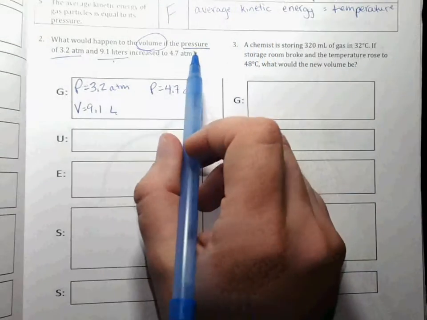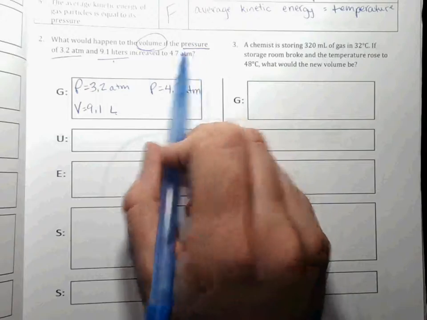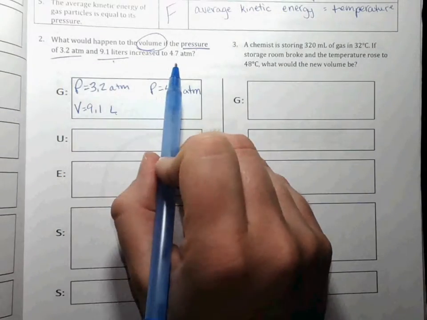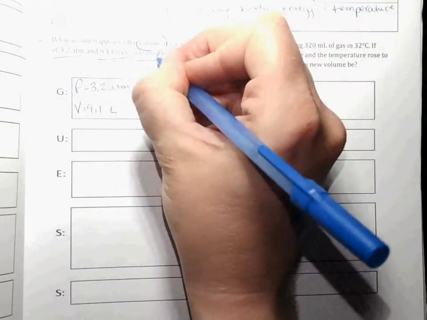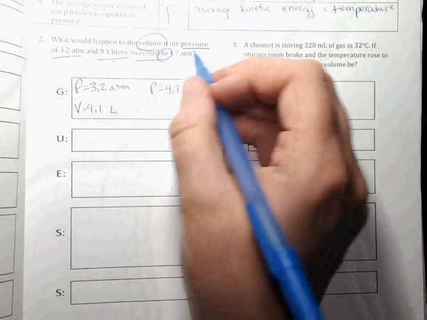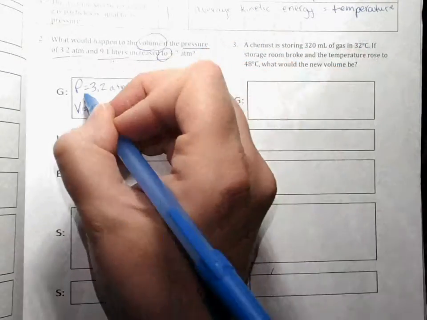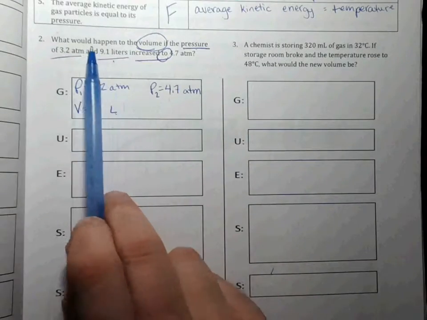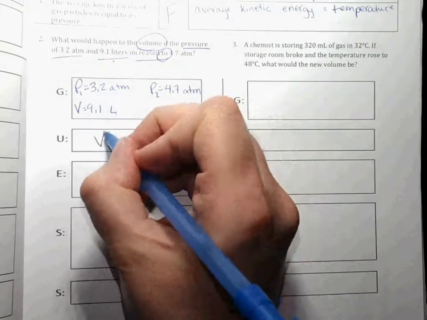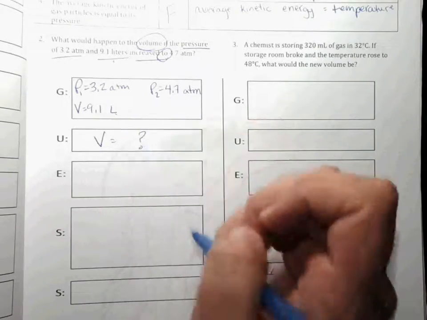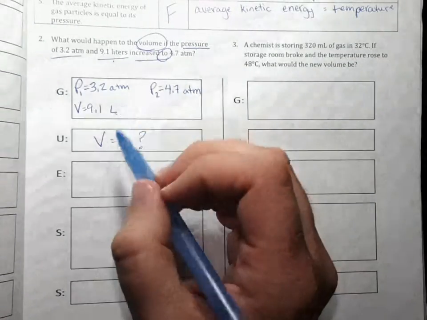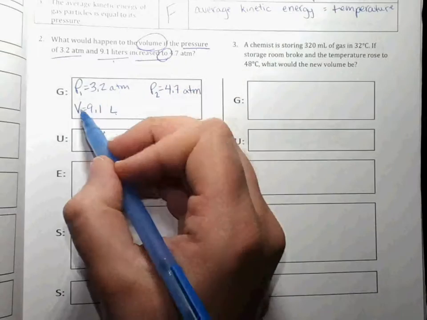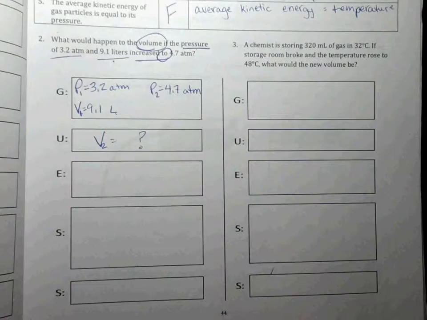Notice they're saying that the pressure of 3.2 increased to 4.7, so this increase is telling me that 4.7 is after a change, so that's number 2, and 3.2 is number 1. And they're asking what would happen to the volume, so volume is our unknown. What would happen to it, meaning after a change, so that's also my second one, and 9.1 is my first.